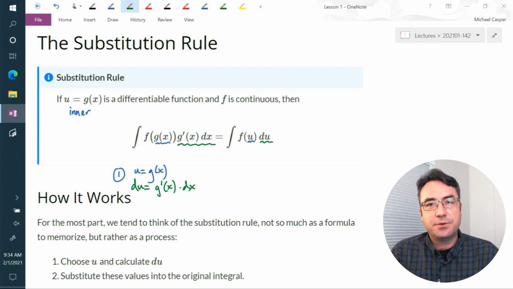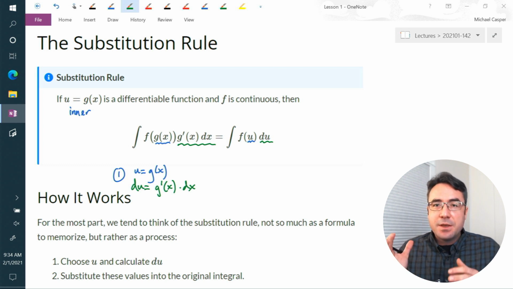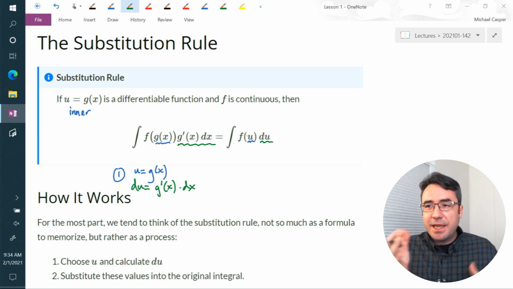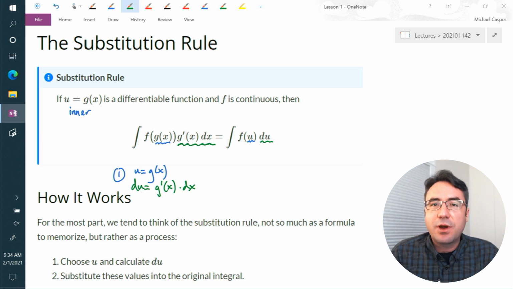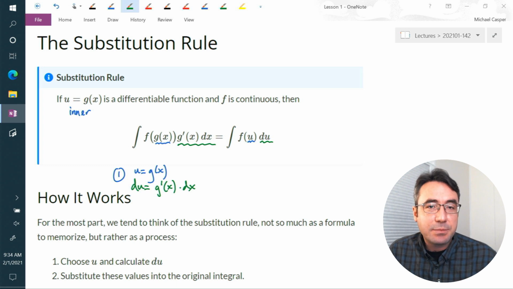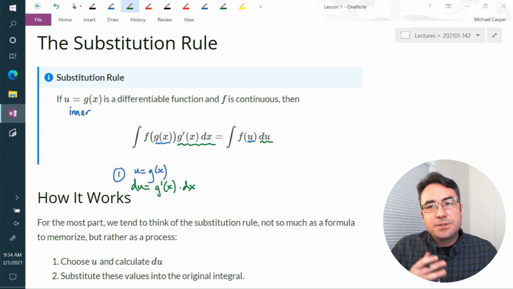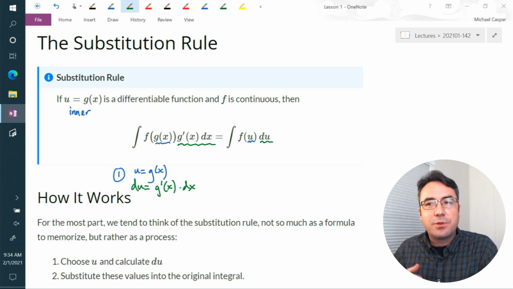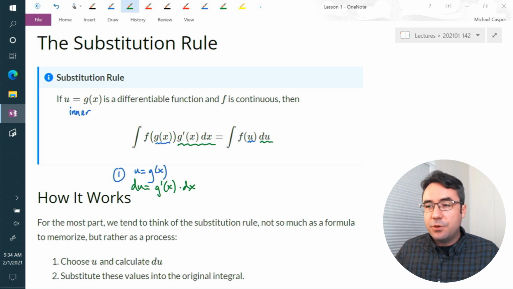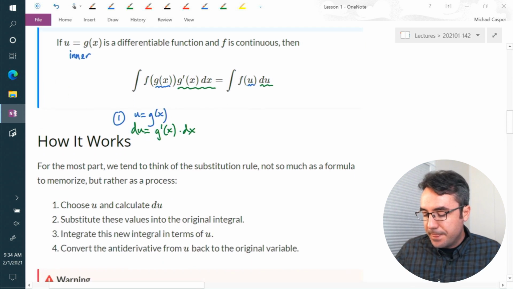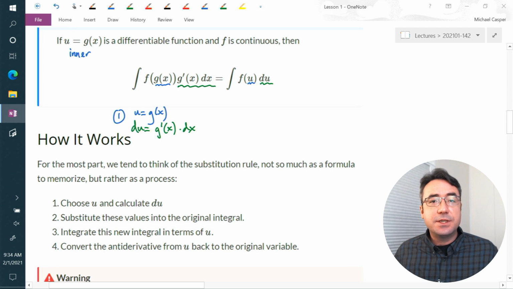So if we look at this formula, the integral on the left is this complicated thing, f of g of x times g prime of x. It's going to be this complicated integral that we really don't know how to handle. And once we go through the process here, we're going to have an integration problem on the right that's going to be a whole bunch easier to do. So it'll be the integral of just f of u du, and we're only going to have u variables there. So that's really how this process is going to work.